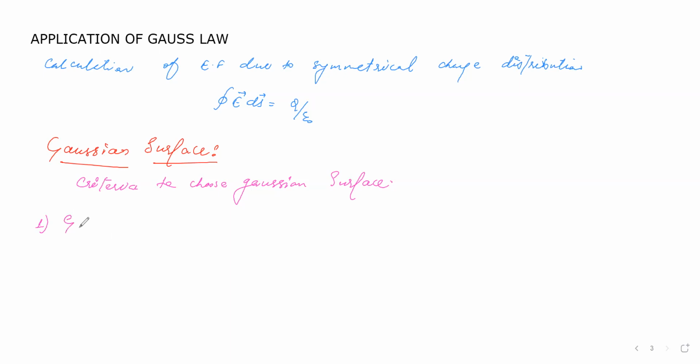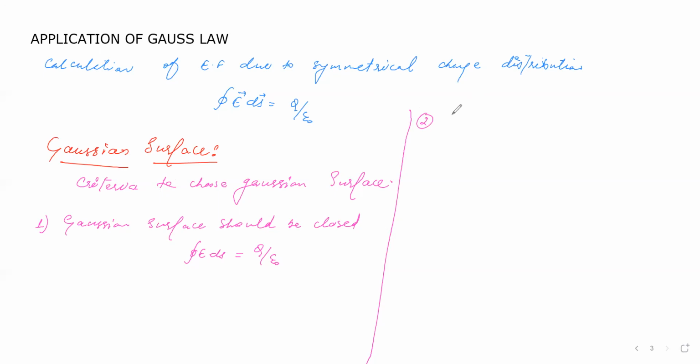Gaussian surface should be closed, which is integration of E dot ds equal to Q over epsilon. This is your criterion one. So can anyone tell me what is the first criterion? The first criterion is the Gaussian surface should be closed.